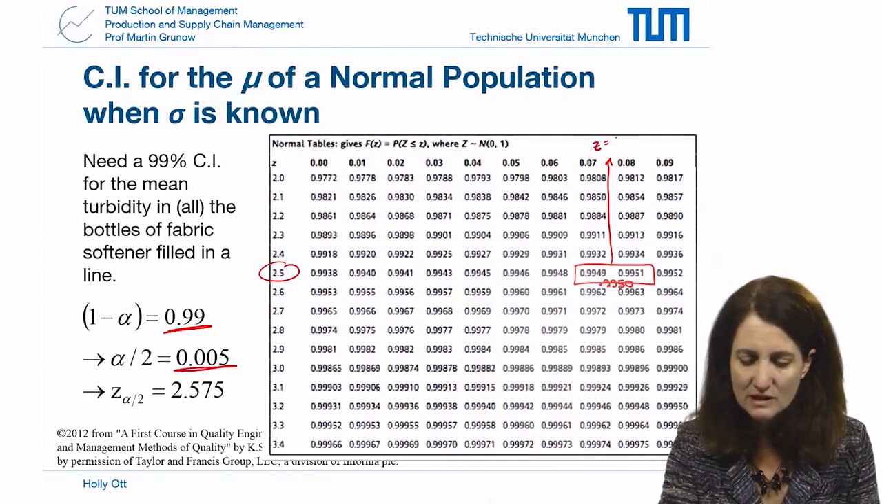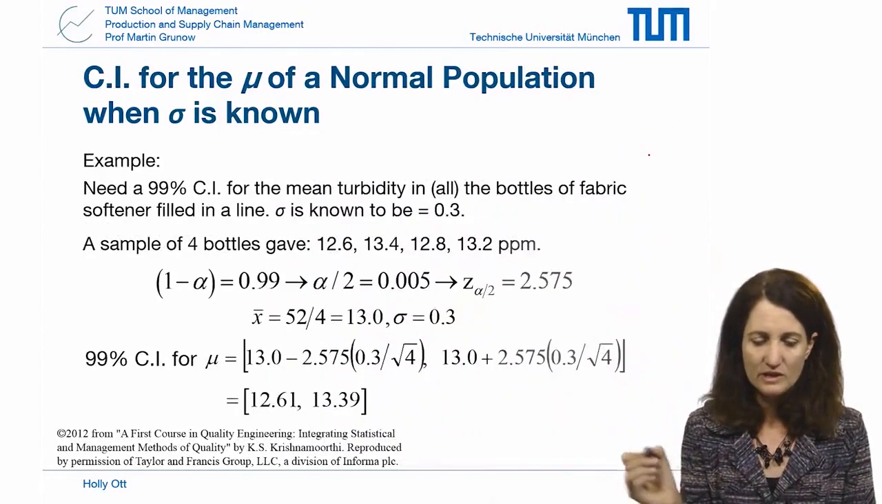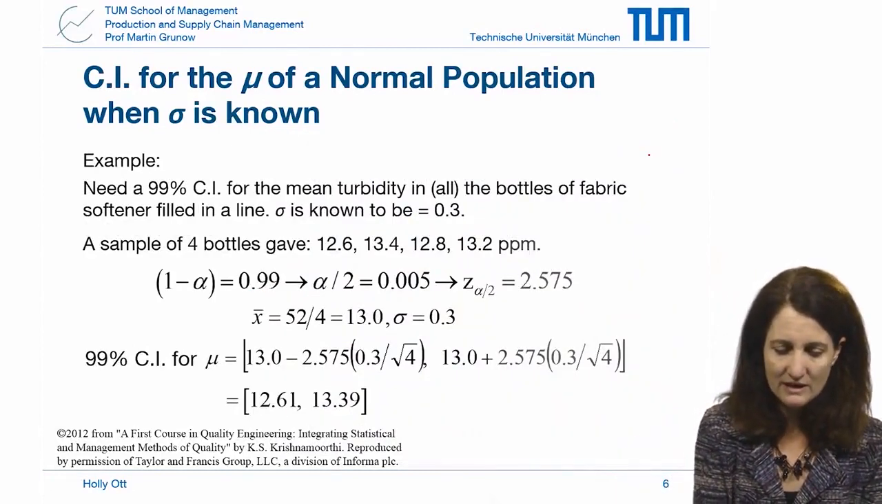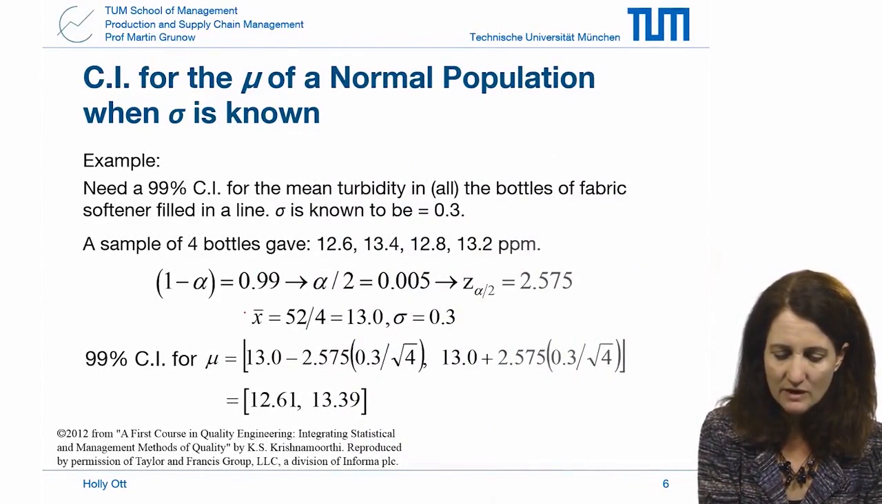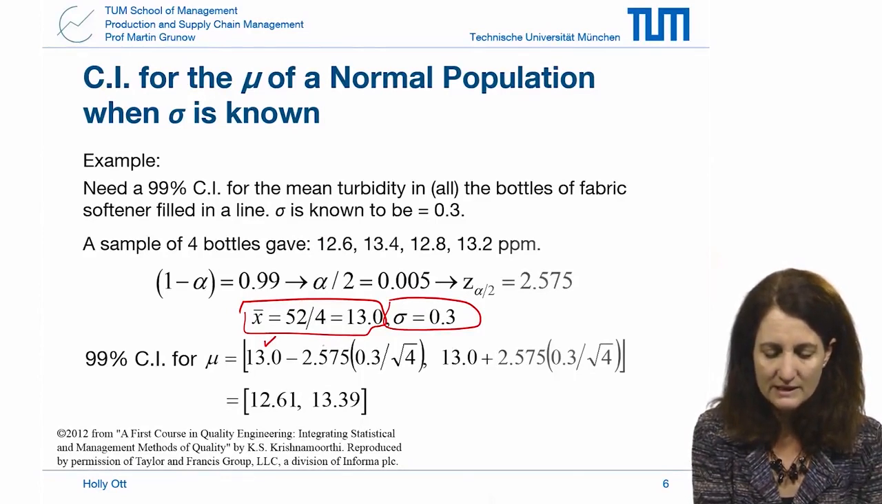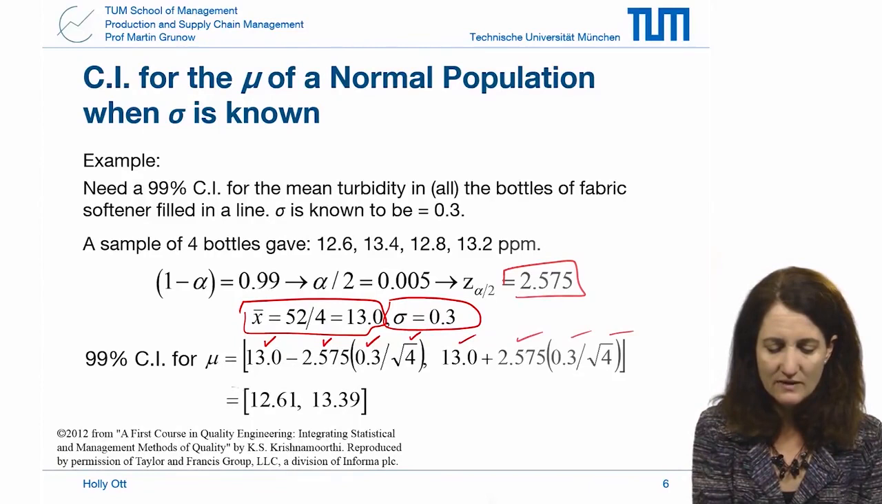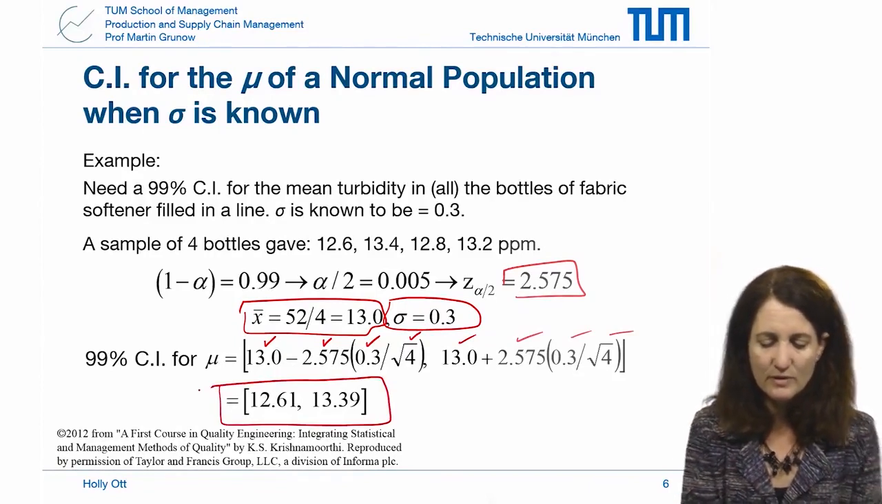So z is going to be equal to 2.575, right between 0.07 and 0.08. And then we take our equation that we had here, that x bar is equal to 13, sigma we knew, 0.3. So we apply our equation, that was x bar minus the z alpha over 2 value times sigma over the square root of n, and the same thing plus, giving us 12.61 and 13.39.